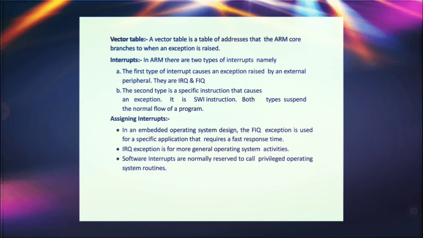Vector table. A vector table is a table of addresses that the ARM core branches to when an exception is raised. Interrupts. In ARM there are two types of interrupts. The first type causes an exception raised by an external peripheral. They are IRQ and FIQ. The second type is a specific instruction that causes an exception. It is the SWI instruction. Both types suspend the normal flow of a program.